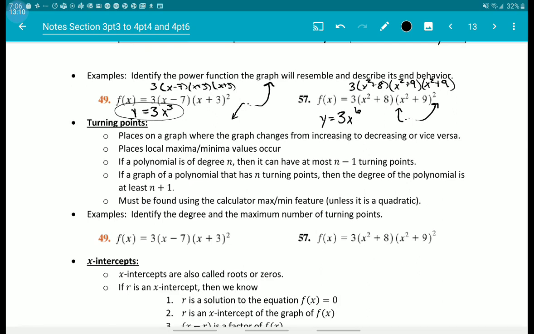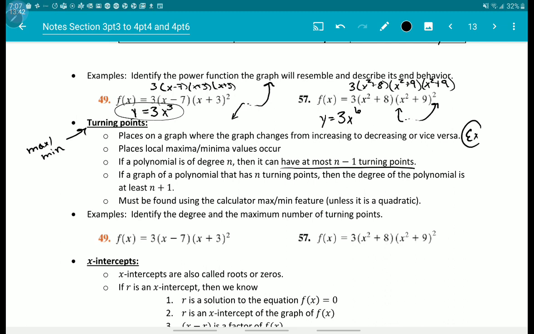So now we can talk about turning points. When we talk about turning points, these are really maxes and mins. So that's a place where that graph is going to change from decreasing to increasing or vice versa. Now, if we have a polynomial of degree n, at most, it can have n minus 1 turning points. It's not guaranteed to have that many, but we could figure out the maximum that it could have.